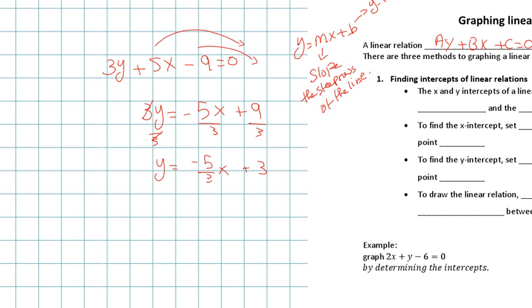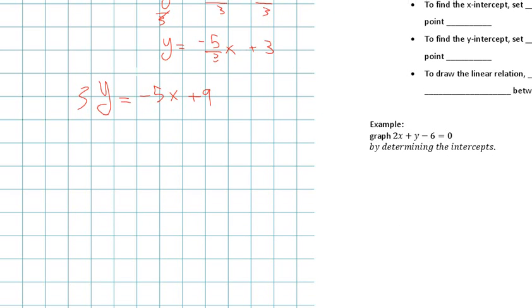Can you show the other way of doing it? You said moving instead of dividing. Basically it's the same thing, but let me rewrite it here. We're going to move this over, so it becomes y equals negative 5 over 3x plus 9 over 3. It's the same thing, except in this case I wrote the 3 under all of it, and then I simplified.